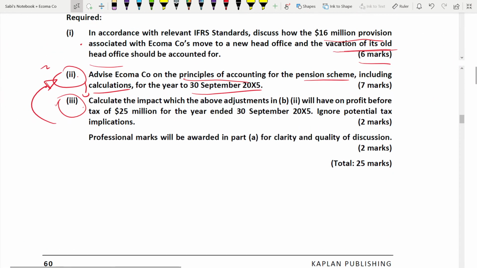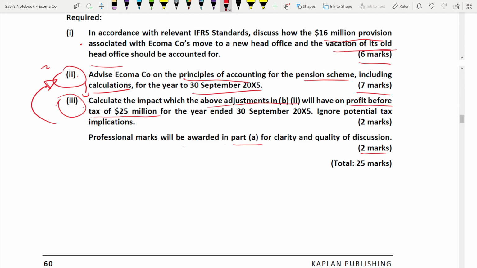Let us read. This is for 7 marks. Okay. We'll see how the 7 marks are allocated. Calculate the impact which the above adjustments will have on the profit before tax of 25 million. They've given the profit before tax, how this will change. Ignore any tax implications. Okay. Professional marks will be awarded in part A. Remember the 2 marks. That's why the way you explain part A, that is your sustainability, is very important. See your analysis issue: integrated reporting, sustainability, non-financial cash flow, statement of cash flow. Only for these things will professional marks be given there. So you have to pay more attention to these answers.